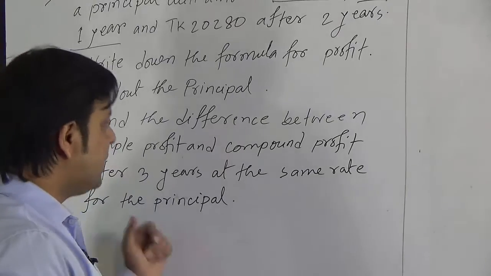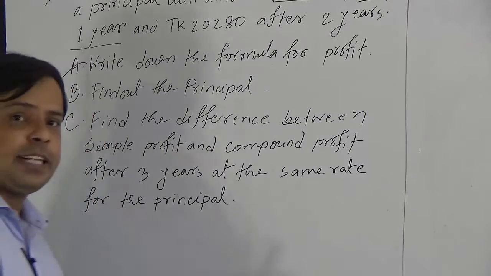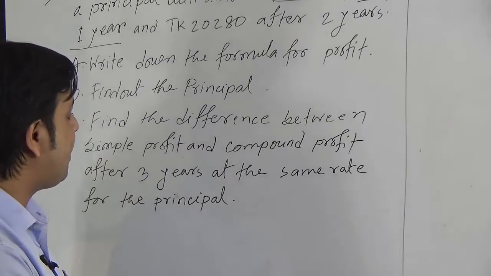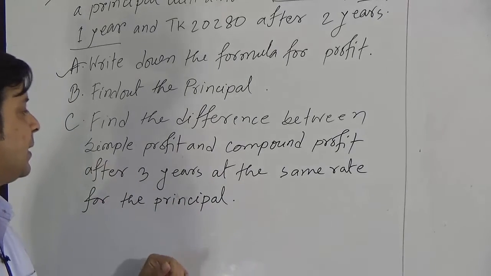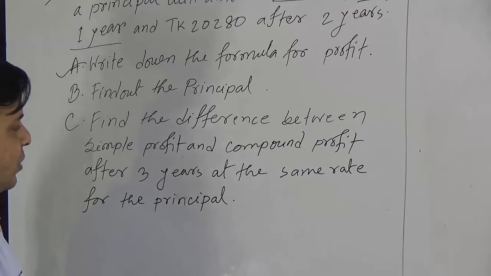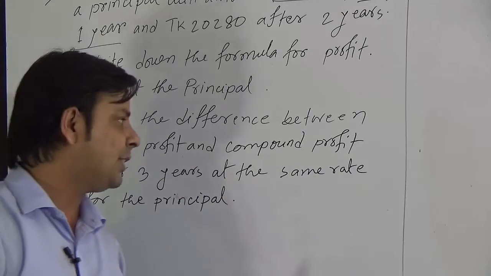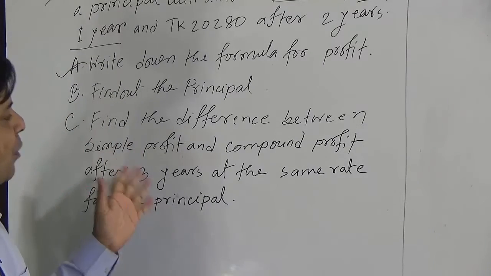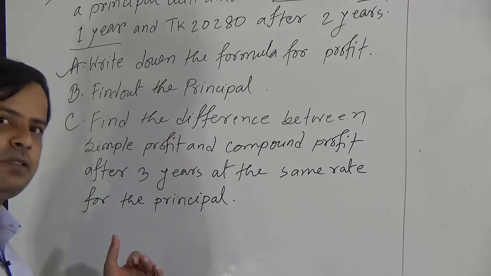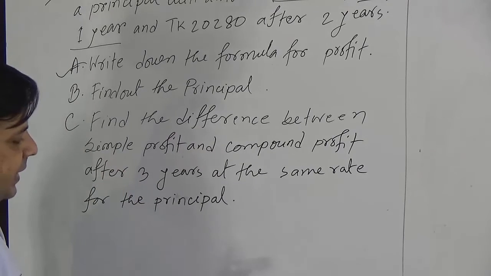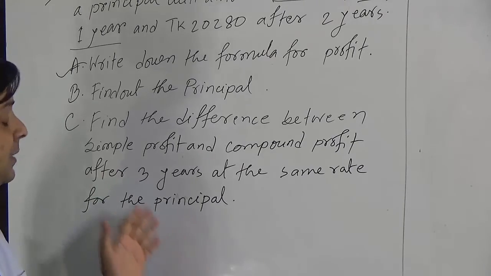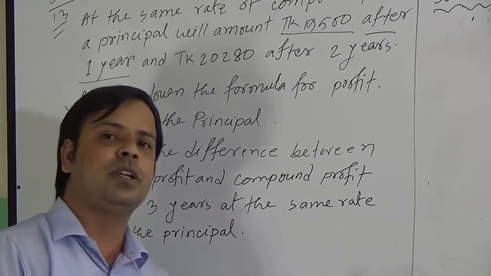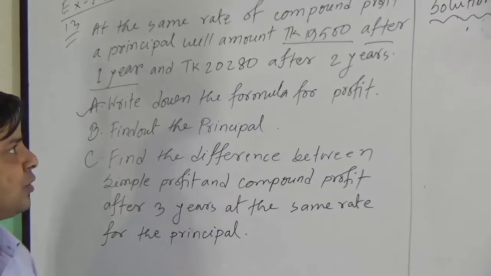Dear students, it means that we need to determine the difference between simple profit and compound profit for the same principal and for the same rate for 3 years. To determine this, at first we have to determine the simple profit after 3 years, and then the compound profit after 3 years for the same rate of profit and the same principal. Then if we take the difference, that will be the required difference. So let us see the solution of question C.